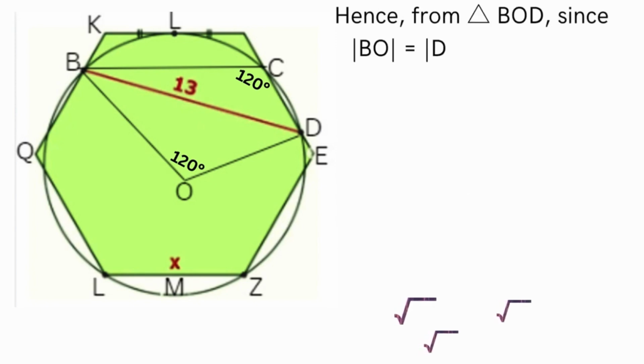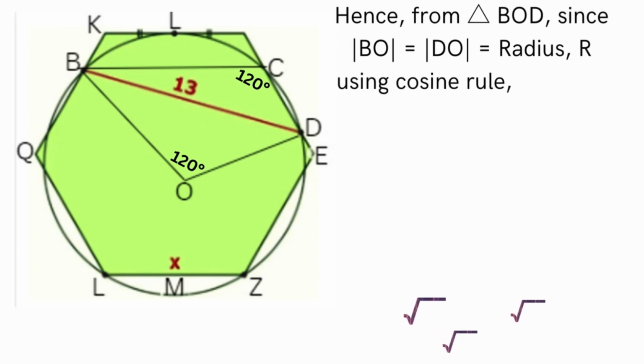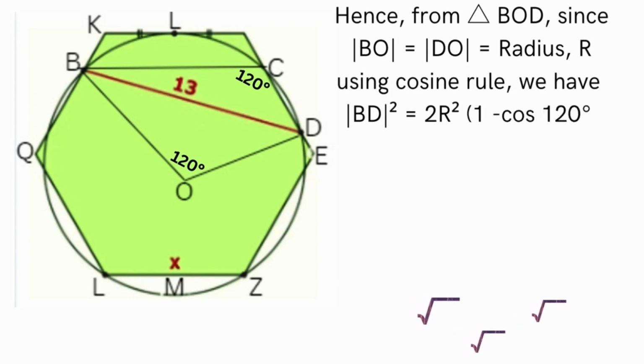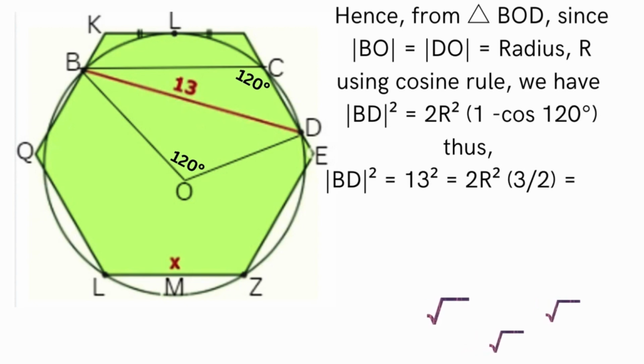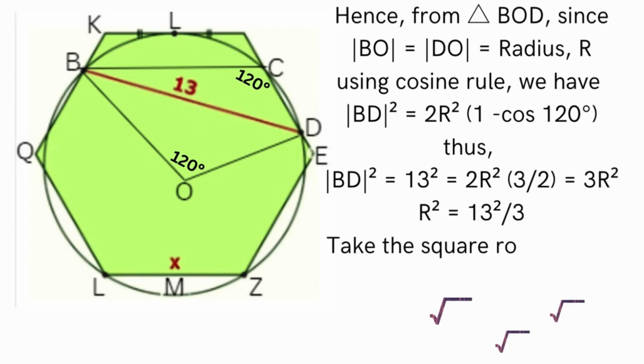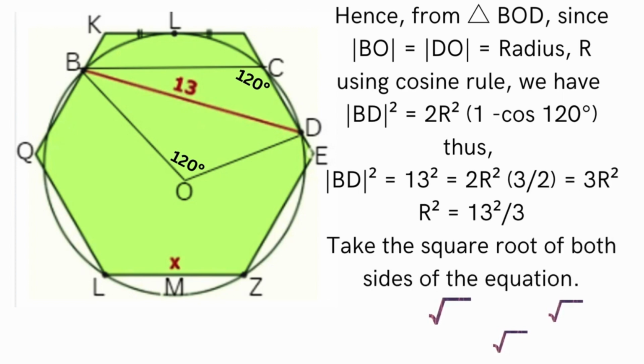Hence, from triangle BOD, since BO equals DO equals radius r, using cosine rule we have, and solving for r squared, r squared equals 13 squared divided by 3. Take the square root of both sides of the equation. Therefore, r equals the product of 13 and square root of 3 all divided by 3.